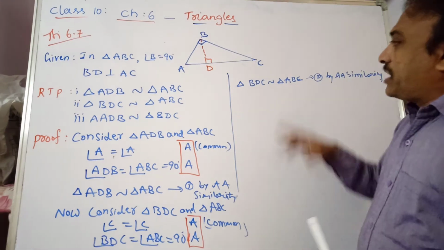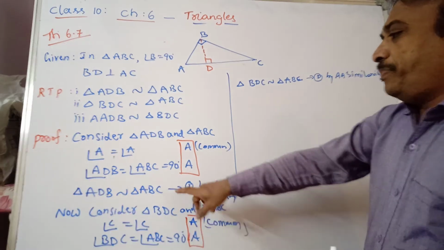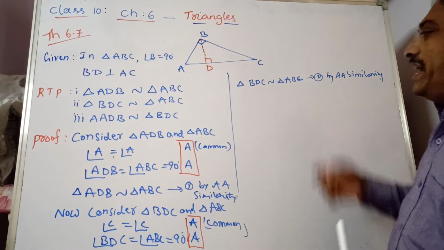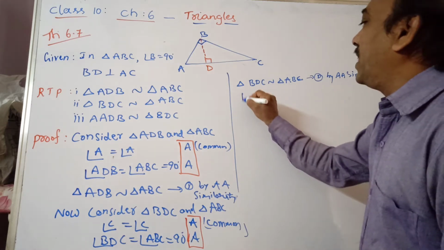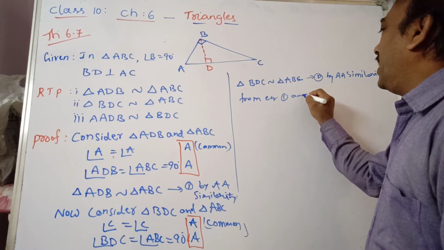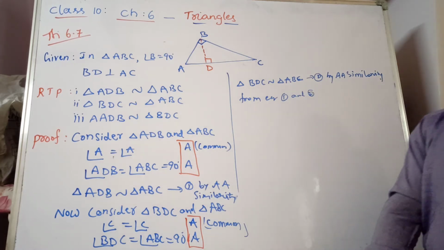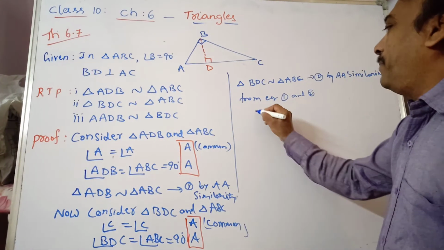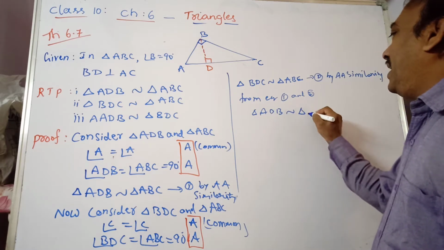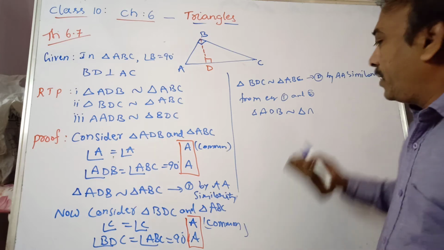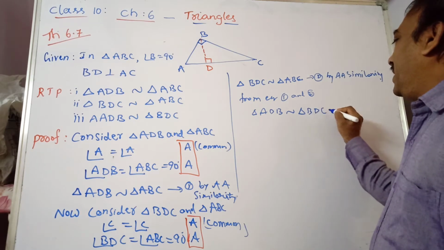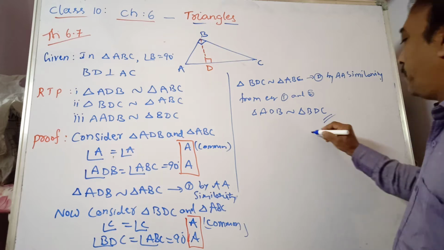Now from equation 1 and 2, you observe equation 1, ADB is similar to ABC, and BDC is similar to ABC. So from equation 1 and 2, what can you conclude? Yes, triangle ADB is similar to triangle BDC. Triangle ADB is similar to triangle BDC. Hence, proved.